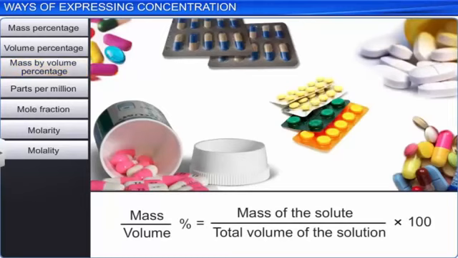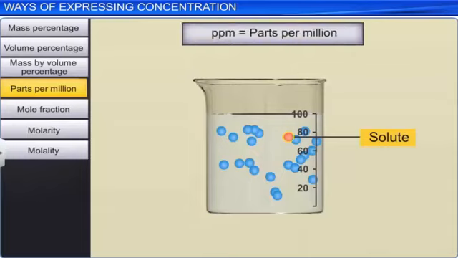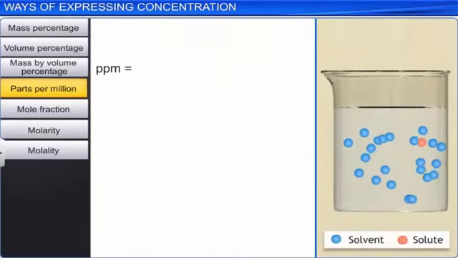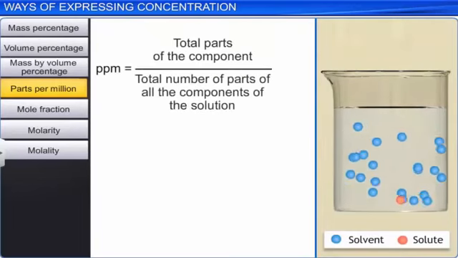When a solute present in a solution is in a very small quantity or trace amounts, then its concentration is expressed in another quantity known as parts per million, or ppm. Parts per million is defined as the ratio of parts of the solute to a million parts of the solution. Mathematically, it is expressed as the total parts of the component divided by the total number of parts of all the components of the solution multiplied by 10 to the power 6.